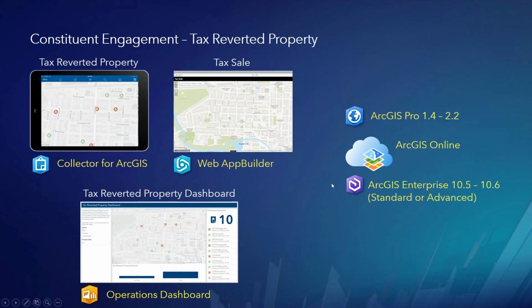There's another configuration called tax reverted property. I included this under constituent engagement because, to get delinquent properties back on the tax roll, folks will often post in a newspaper, like a sheriff sale list, but there's really not a mapping component to that. How do I understand where these prospective properties are? There's an application you could share out to your constituents to show that information.